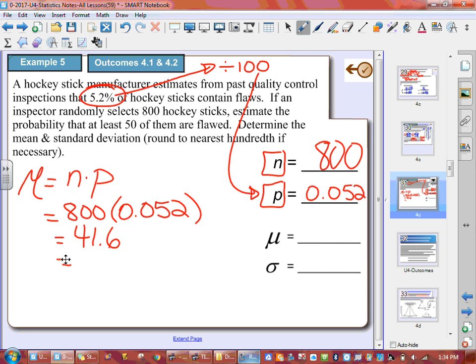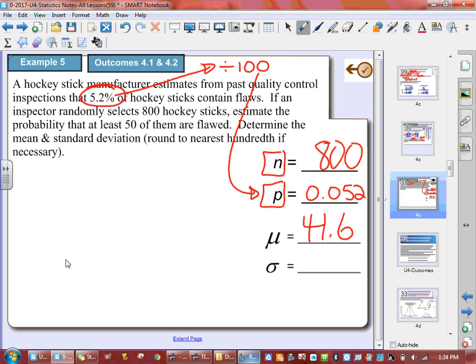If I were to ask you what is the average number of sticks, you would just say 41 if we were talking whole sticks, because we can't have 0.6 of a stick. But if they want the mean number, we still want it as a decimal value. So yes, the mean is 41.6. So we put it over here, 41.6. That means in that batch, 41.6 of them are flawed. They're defective.